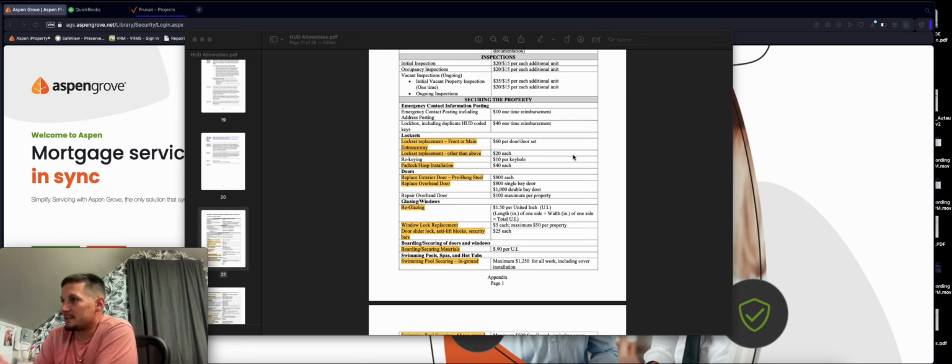So lock set replacement, front or main entranceway. This is your first lock set. A lot of these people will try to work around that fact. But the fact of the matter is, the first lock set that you go in is the lock set that you're getting paid more for, because obviously it takes time to get into that lock set. Once you get into the first lock set, you can walk to the other ones, unlock them, and there's no time involved in that.